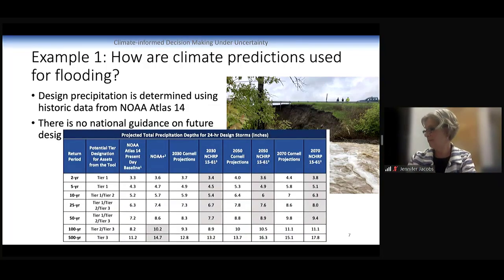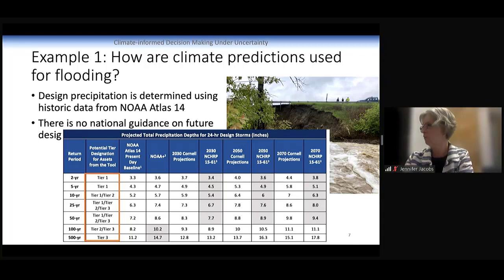I'm going to give you one example from a state not to be named. And I want to point out a couple of things. The first thing that I'm going to point out is the second column. And this is new, based upon the changing climate.